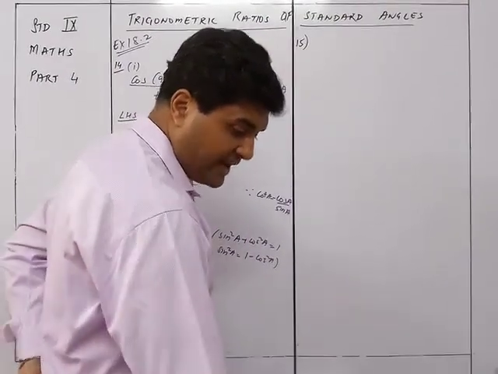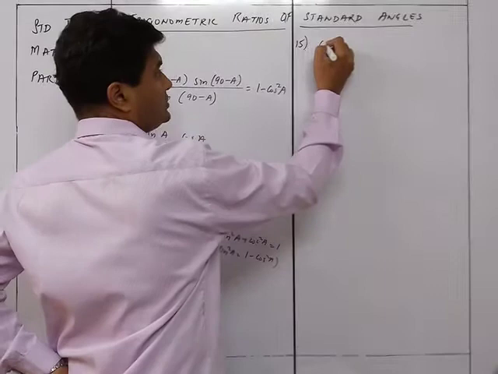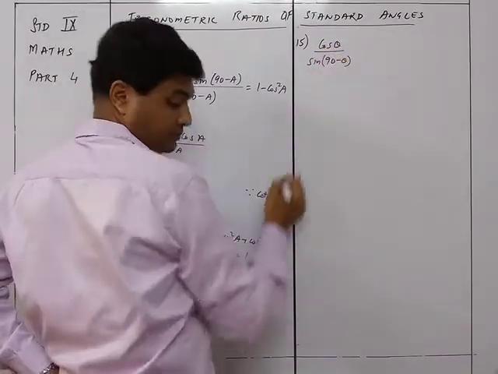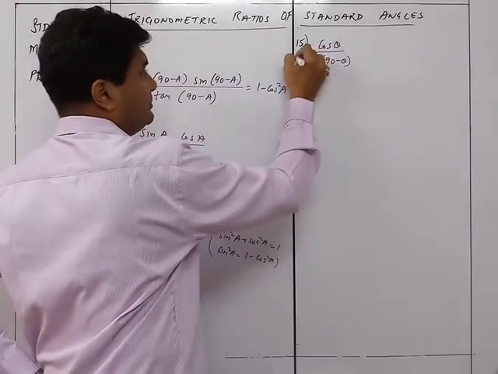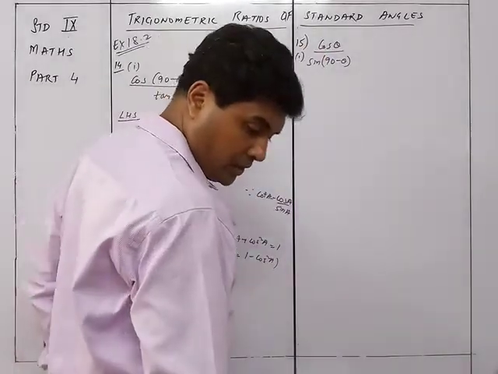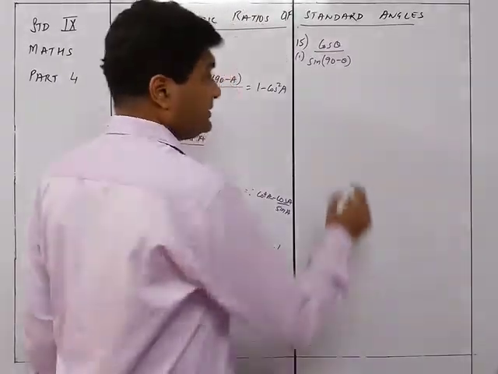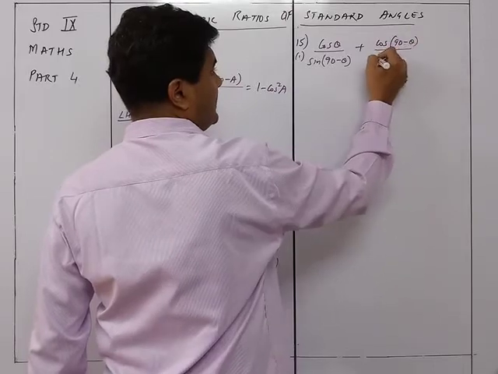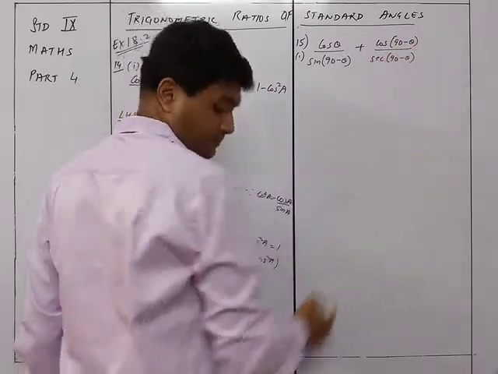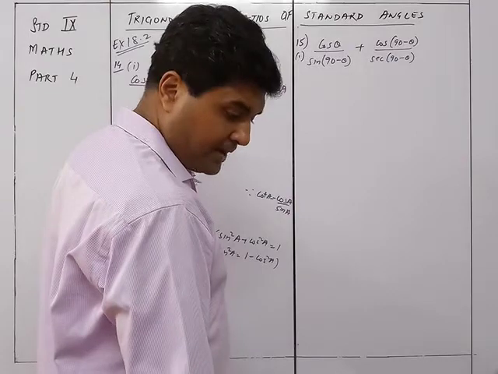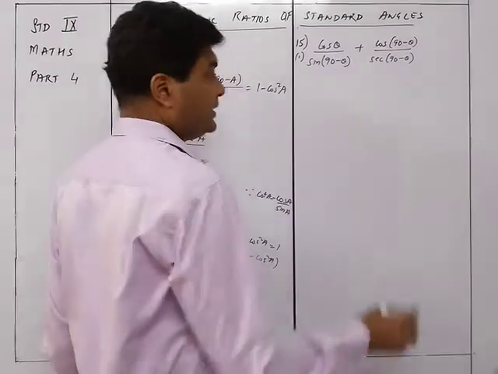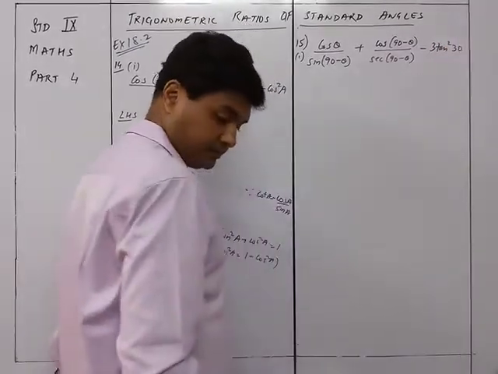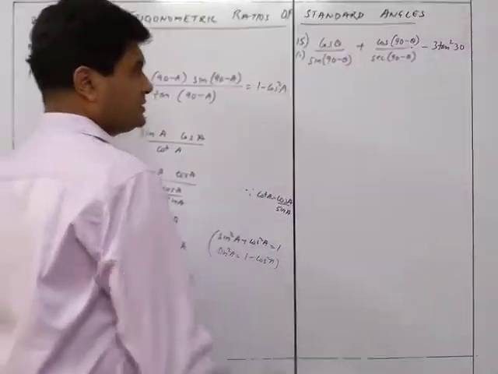Cos theta upon sin 90 minus theta plus cos 90 minus theta upon sec 90 minus theta minus 3 tan square 30. We need to find out the value of this.